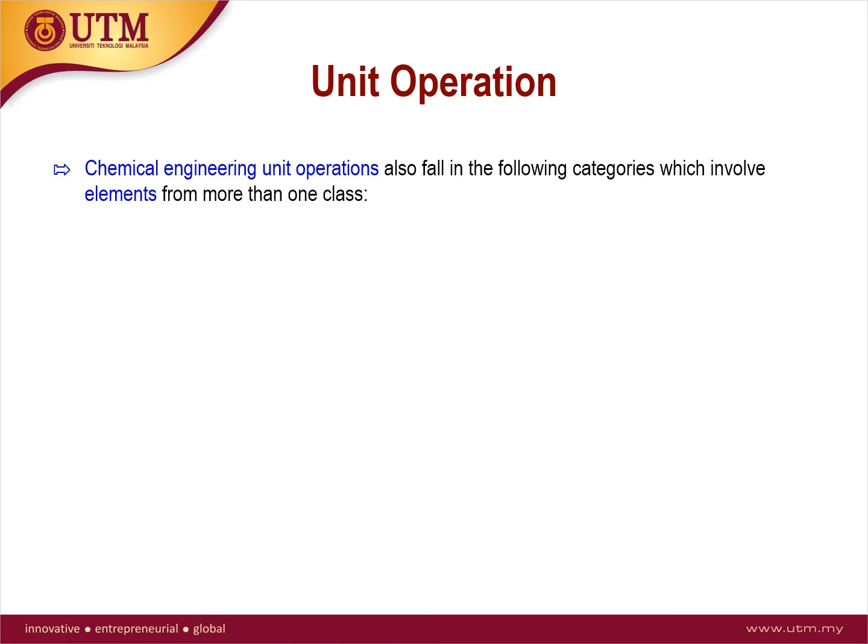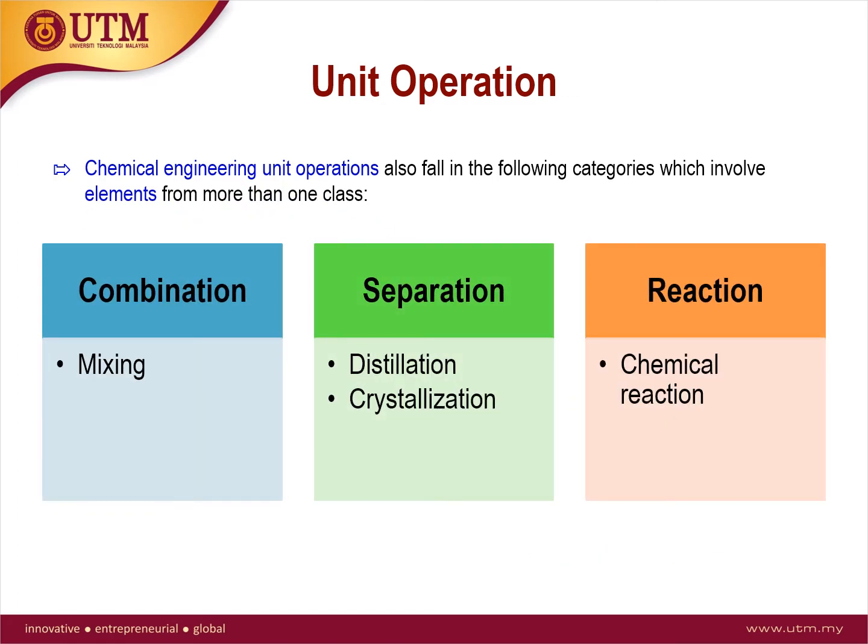Chemical engineering unit operations also fall in the following categories, which involve elements from more than one class. The combination is called mixing. Separation is a category that involves the elements of distillation and crystallization. Reaction always involves a chemical reaction. Let's say to form ammonia, we mix nitrogen gas and hydrogen gas.